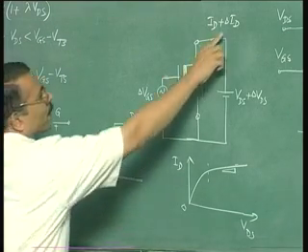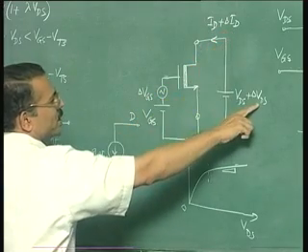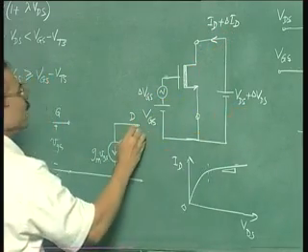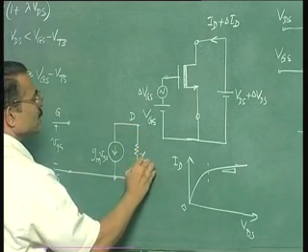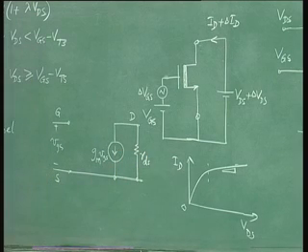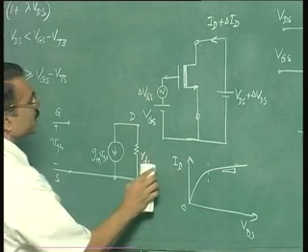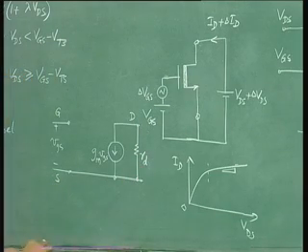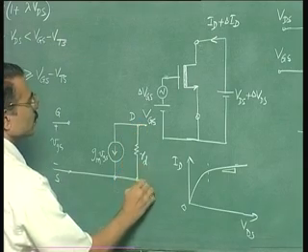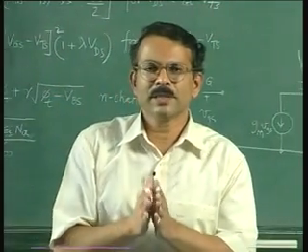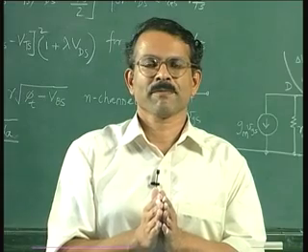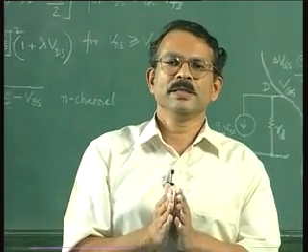Now the change in current ID because of a change in VDS is shown by a resistance. This resistance is RDS, or very often this S is dropped and you simply call it RD. So that completes in fact a part of the circuit which is applicable at low frequencies. Without the capacitances, this is the circuit.